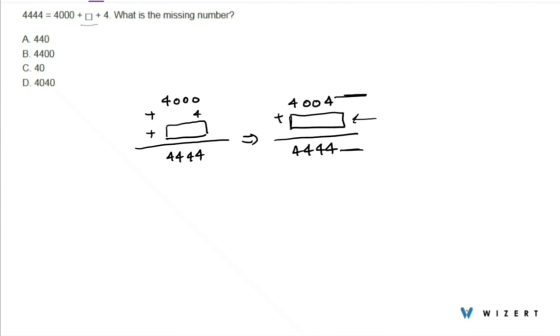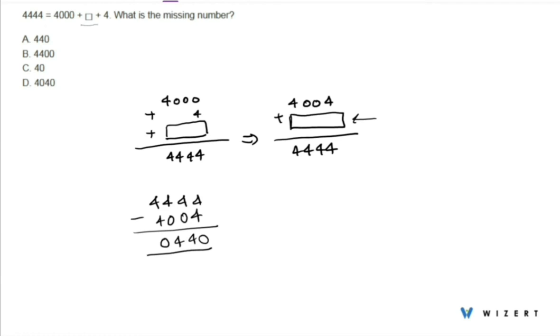So let's subtract first. Let's see, 4444 minus 4004 will be 4 minus 4 is 0, 440. So we get the required number to be 440.